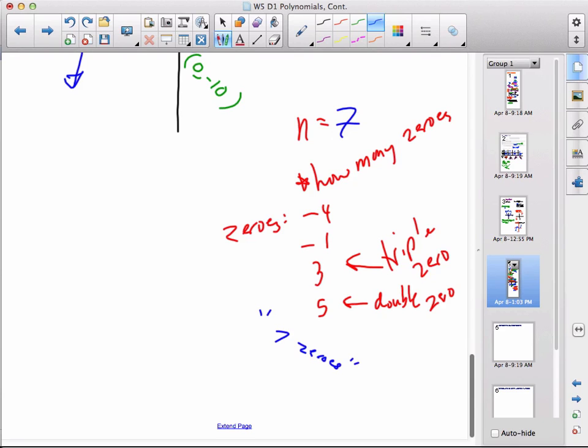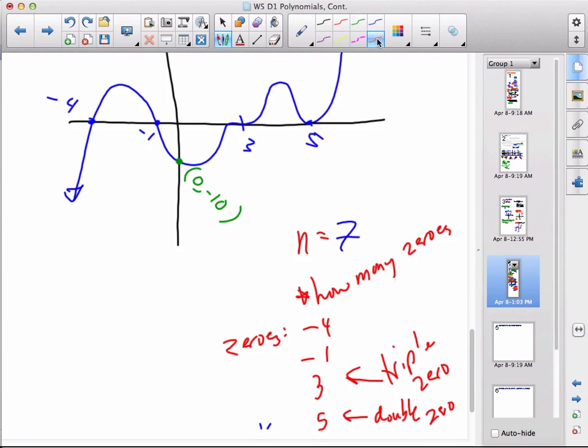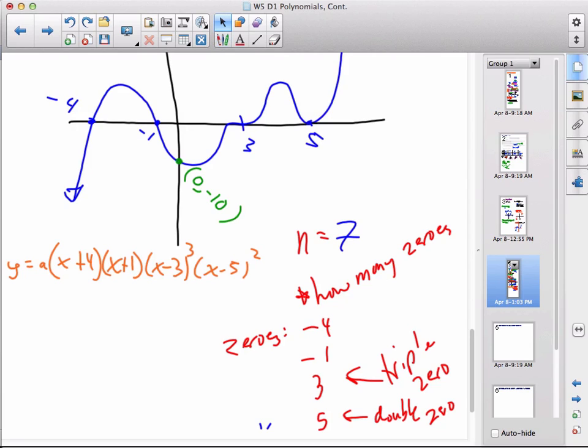How do we use these zeros now in coming up with our function? Well, you can set up all of your parentheses. I just set up 4 because you have a double and a triple. So you have x plus 4, the first x plus 1, and then x minus 3 cubed, x minus 5 squared, minus 10. That's what I have written. And I have minus 10 on there because that's your y-intercept.